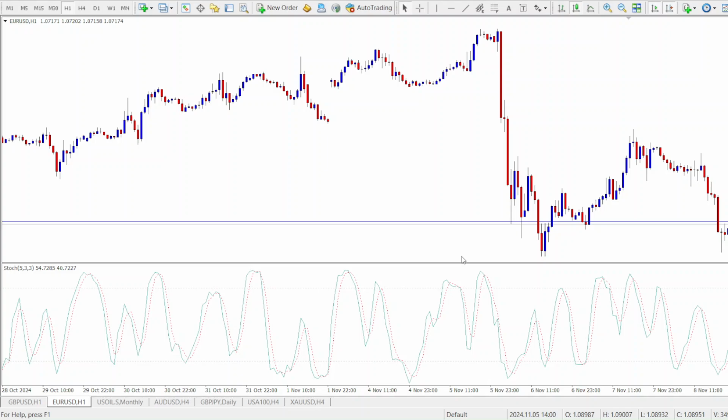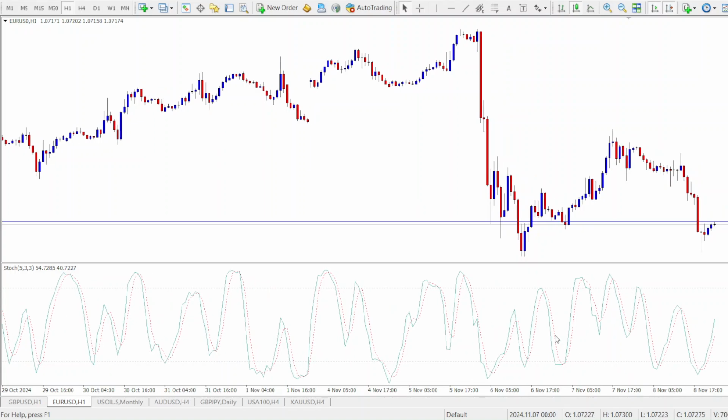To set up your chart, simply add the stochastic oscillator to your preferred trading platform. This is the MetaTrader 4 platform that I'm using to record this video. Most platforms will let you add it with just a few clicks. Once it's added, you'll see two lines: the %K line, which is this light green line, which is usually faster, and the %D line, which is this dotted red line, which is the slower moving average of the %K. These two lines crossing each other is often a strong signal in itself.